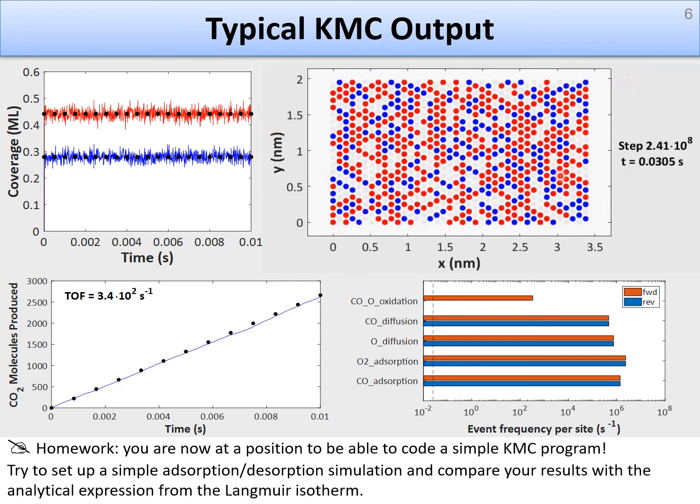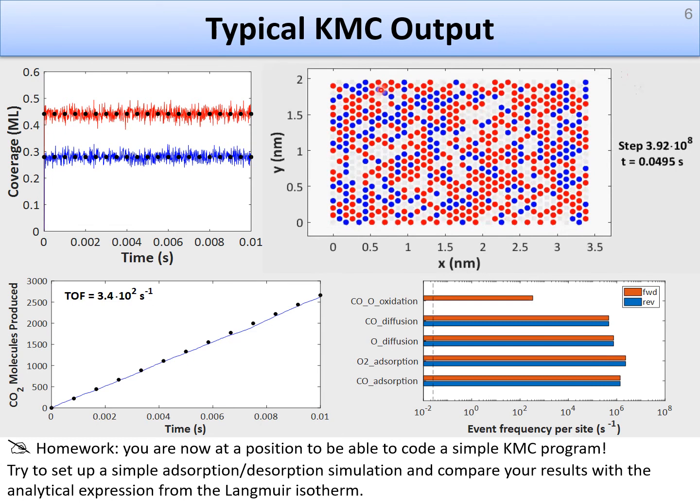This little movie here shows the different configurations as they are sampled. So this is our lattice. It's a 6-fold lattice. Each site has 6 neighbors. So some of these sites are occupied by oxygen. Some other sites are occupied by CO. So the red is the oxygen, the blue is the CO.